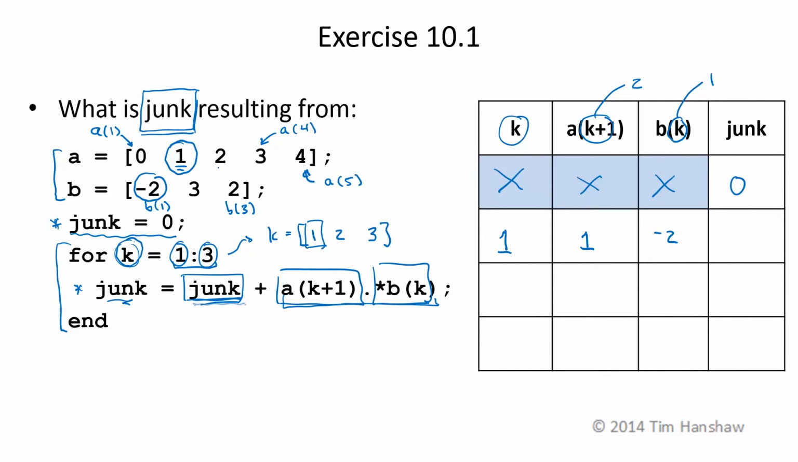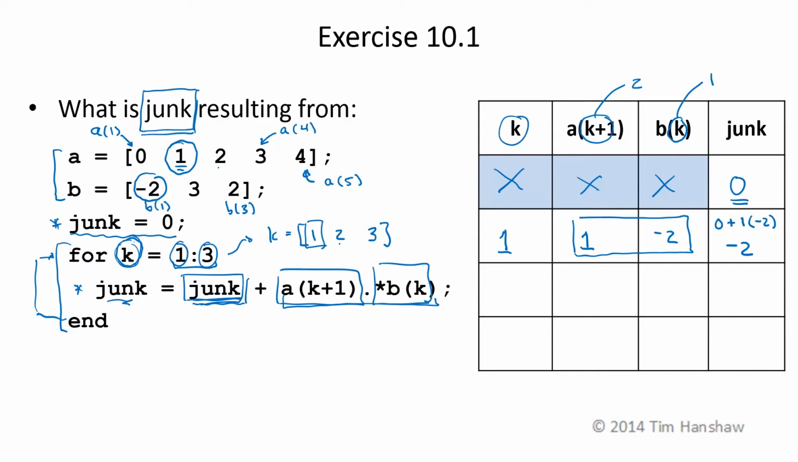In here, on the right-hand side of the assignment operator, junk is 0. The product of A of k plus 1 and B of k is 1 times negative 2, which is negative 2. So junk gets assigned to being 0 plus 1 times negative 2, which is just negative 2. Now we find the end statement. We go back to the for statement.